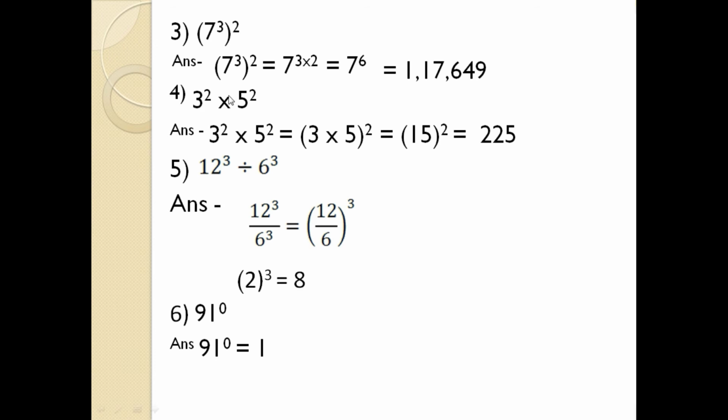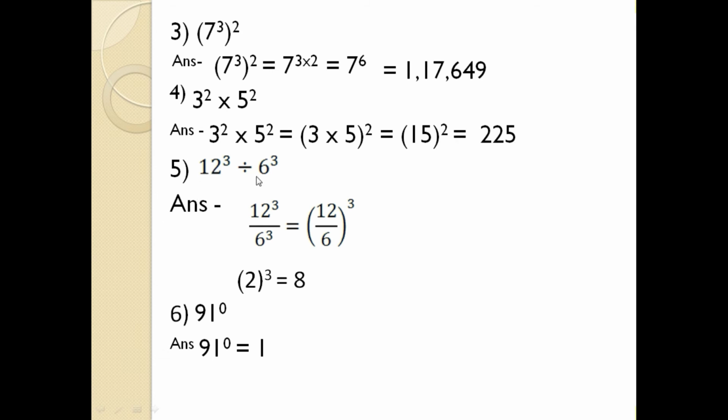3 raised to 2 into 3 raised to 5. See, their powers are the same, only their bases are different. So what we will do here, 3 into 5, bracket raised to 2. So 3 into 5, 15. So 15 raised to 2. So that will be 225.